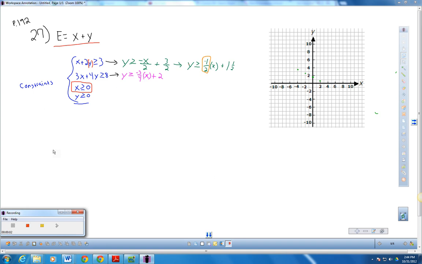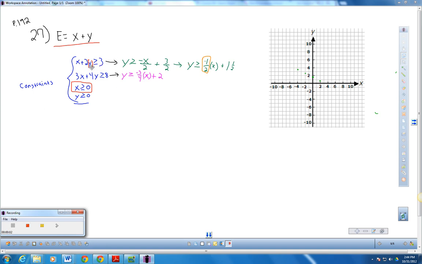We're on page 192, number 27. We have a linear programming problem here, and I have an objective function up here which we'll come back to later, followed by some constraints listed in blue here. In order to graph the constraints, to find the feasible region, I need to first make each inequality able to be graphed. I've done that by solving for y.